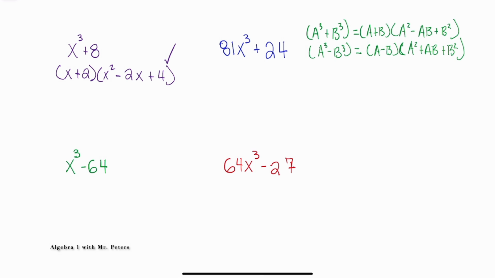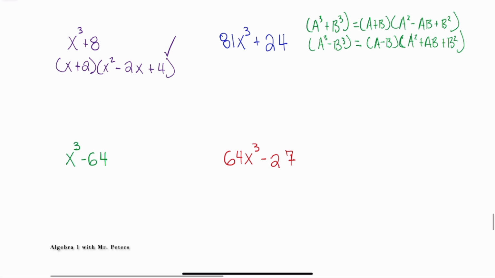Now when we get over to our second example in green, same exact thing. So we break this down as its cube root. So we have x minus 4. Then we have a squared, which is just x squared, plus ab. ab in this situation is going to be 4x, and then b squared is just going to be 16. So this would be our answer for the second expression.